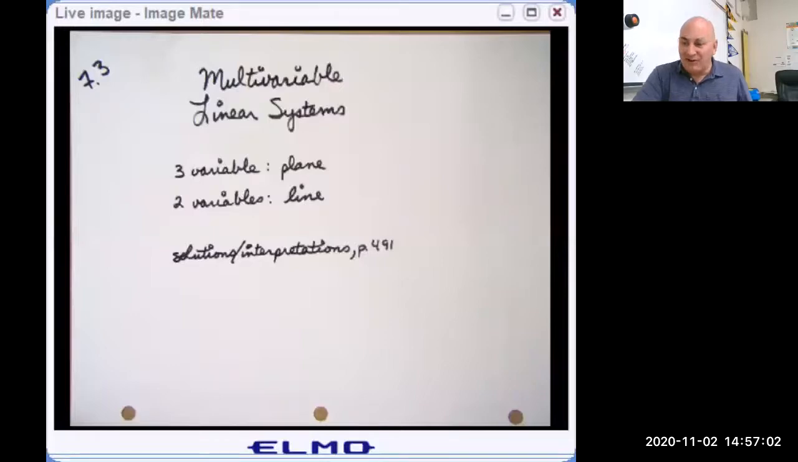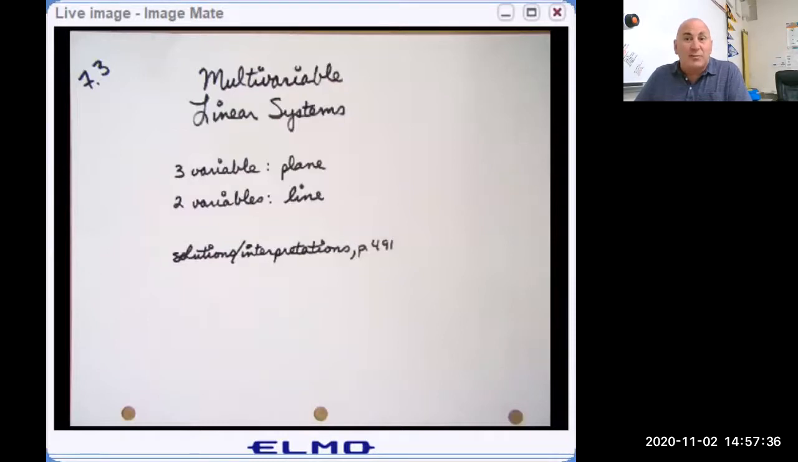Hello again, pre-calculus students. In this lesson, we're going to study multivariable linear systems. Multivariable means they're going to have more than just x's and y's, and linear systems means that they're all going to be x to the first, y to the first, and z to the first power. So if you have a system with three linear variables in it, it's a plane. 2x plus 5y plus 4z equals 30 is a plane.